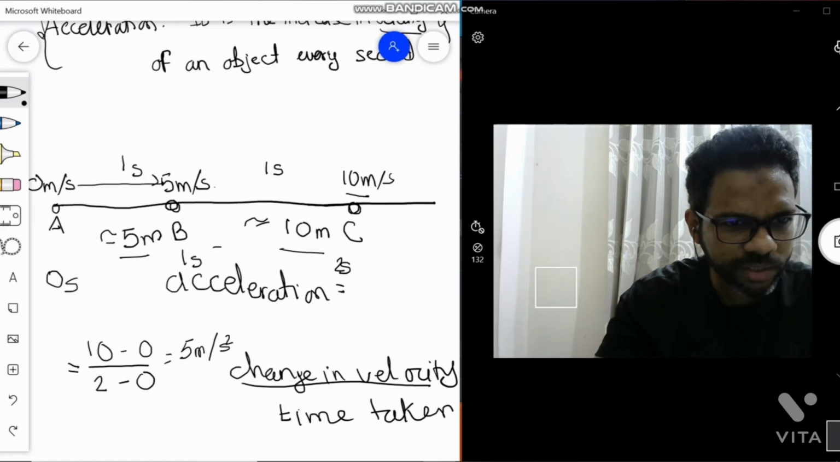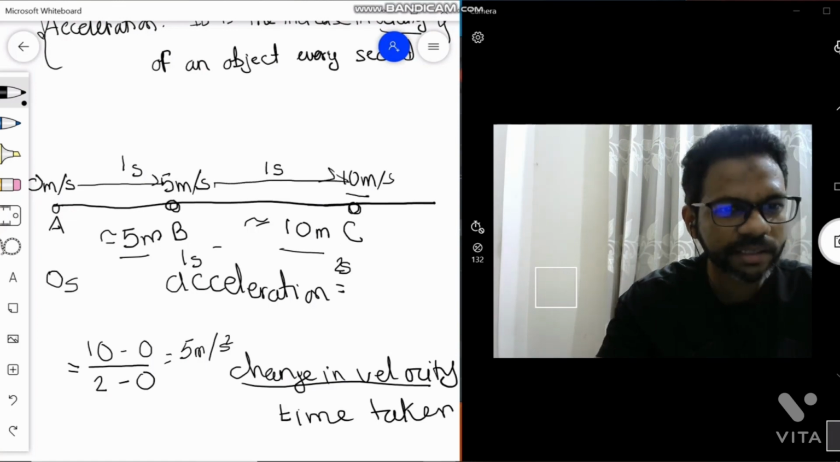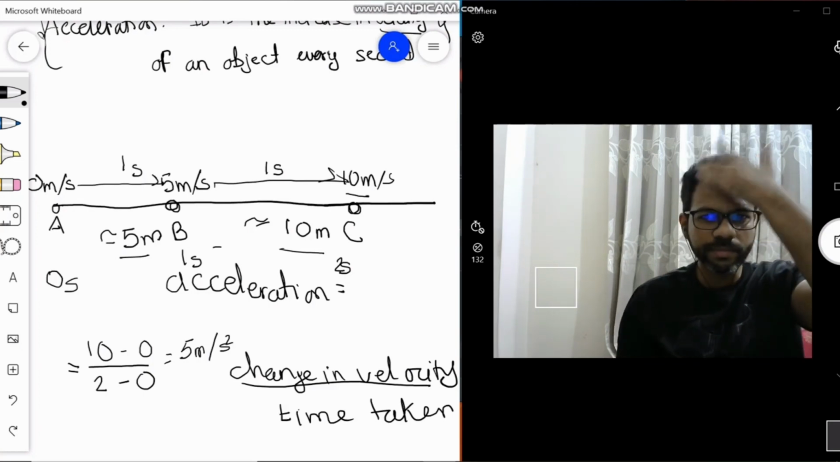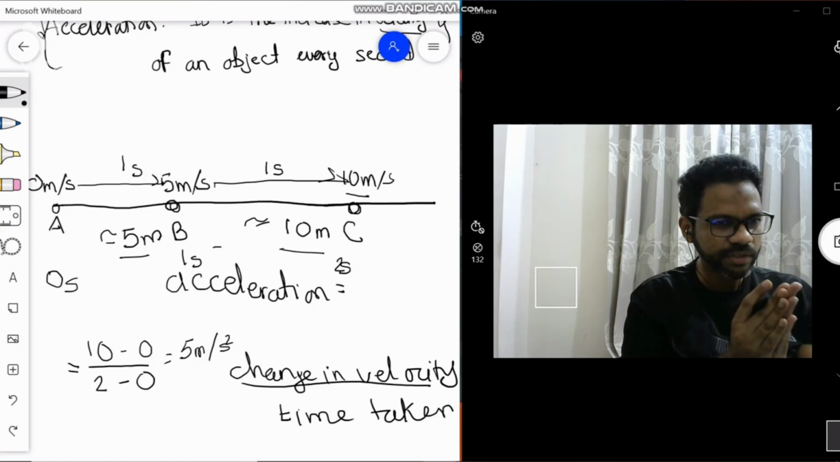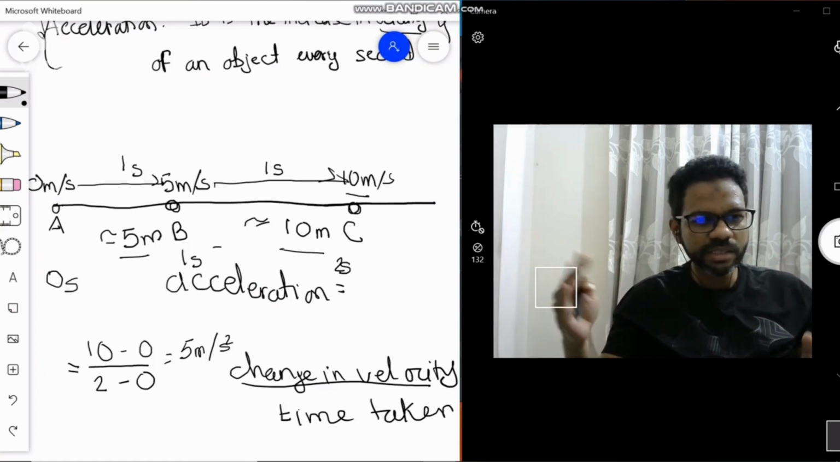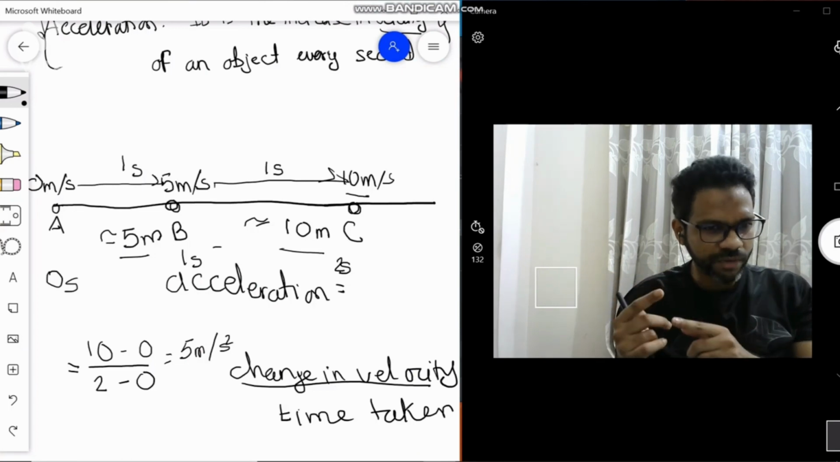Then in the next 1 second, it increased by another 5. The velocity is changing by the same amount in every 1 second. That is what acceleration means. So if you are to talk about acceleration of an object, you mean that the velocity of the object increases by the same amount after every 1 second.